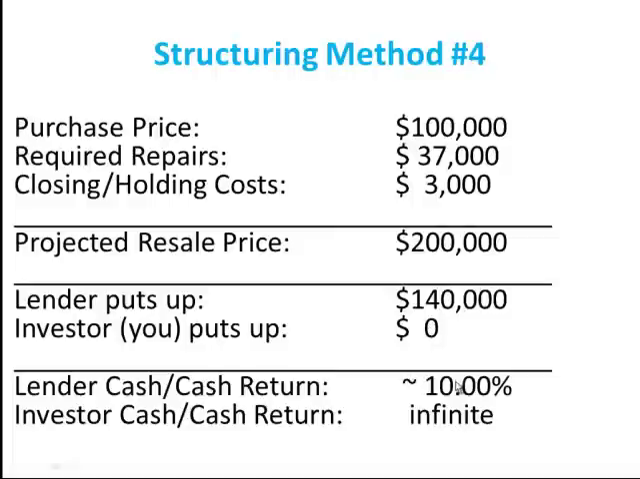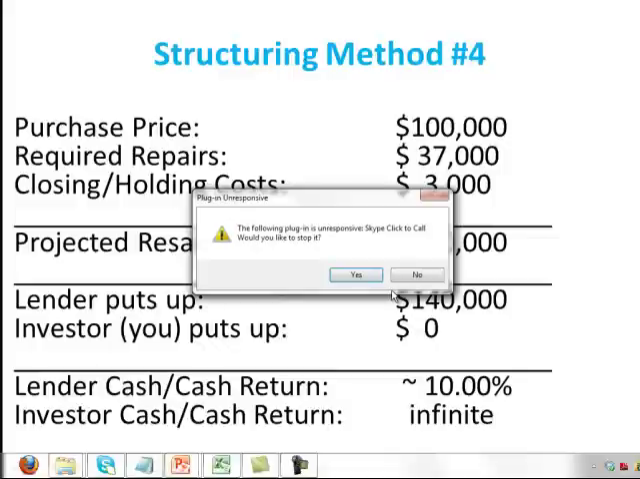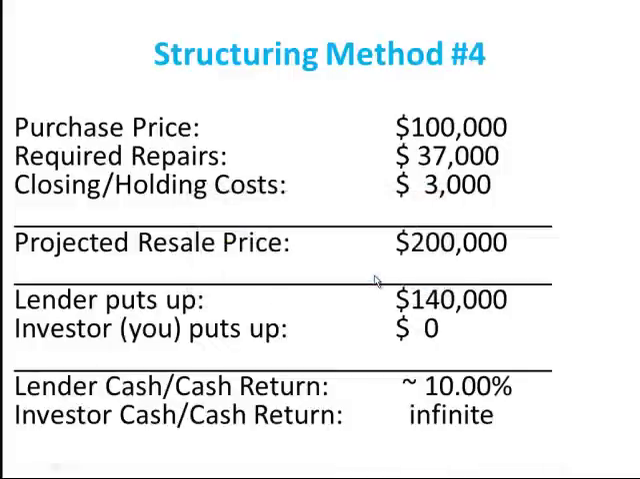If you can get money at 10 or 12% interest and you find good deals, you want your lender to put up all of the money, and you're doing all of the work. So you put up zero cash, your lender makes a 10 or 12, whatever, 14% return on their money. The lower the better for you. And you're making an infinite cash on cash return because you didn't have to come up with any cash. Pretty good, right?